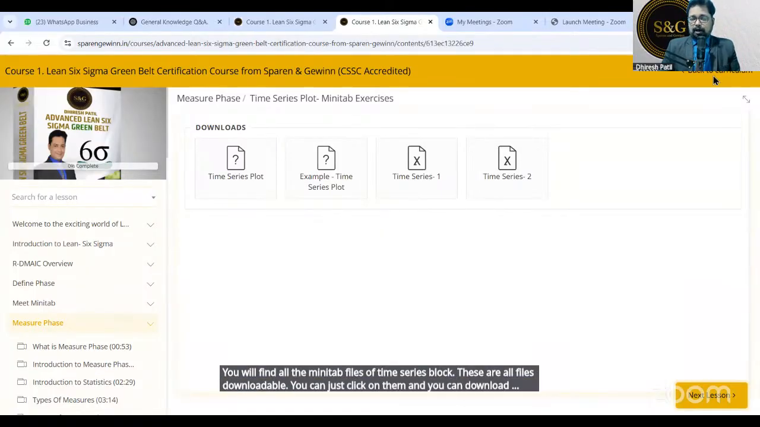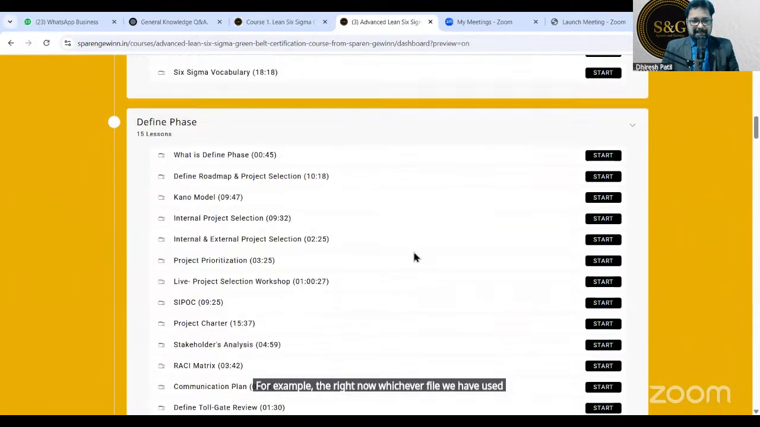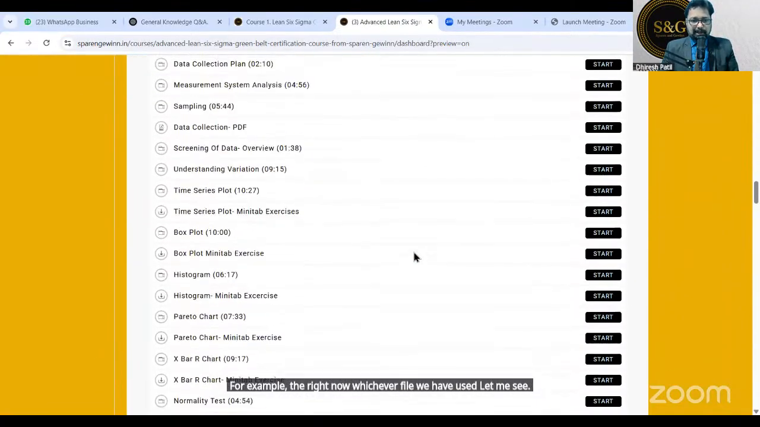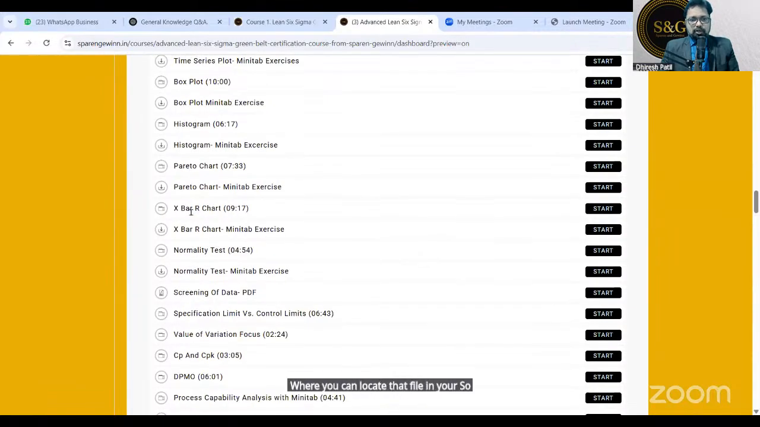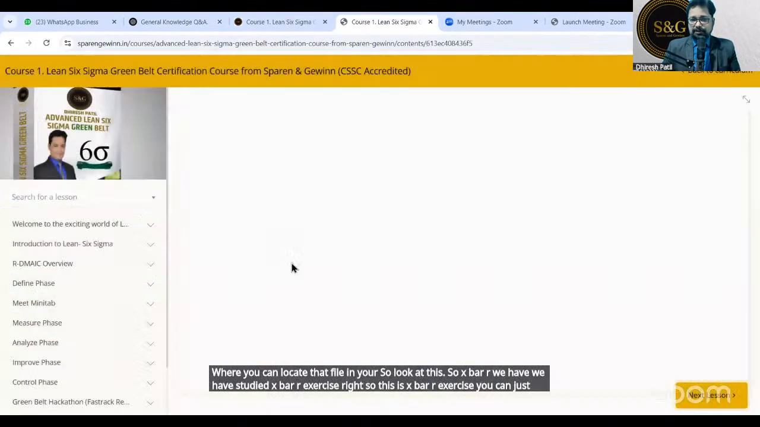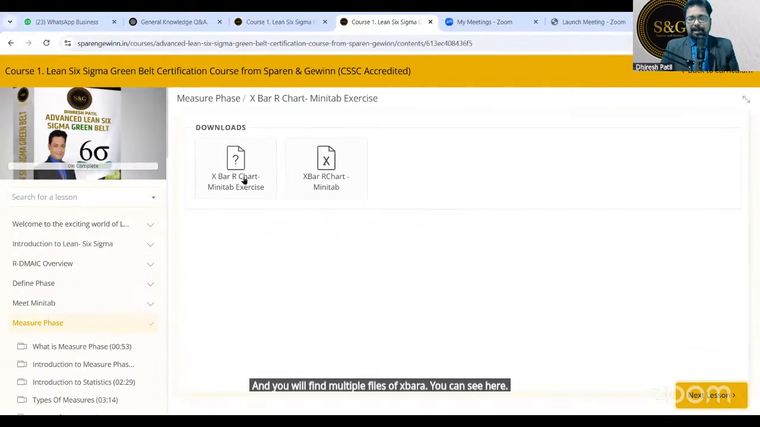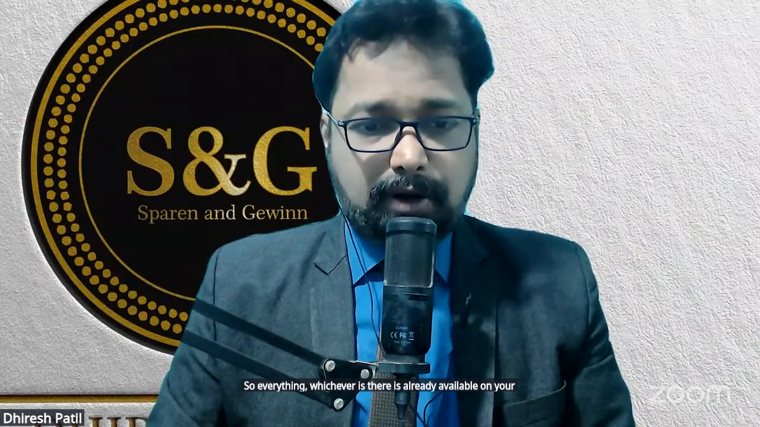For example, whichever file we have used right now, let me show where you can locate that file. So look at this. We have studied the X bar R exercise, right? So this is the X bar R exercise. You can start on the exercise and you will find multiple files of X bar R. Just click on that and you will find the file which I have just shared with you. Clear? So everything is already available in your LMS folder.